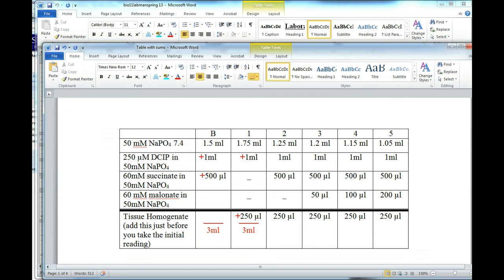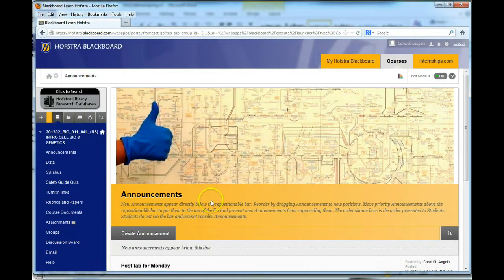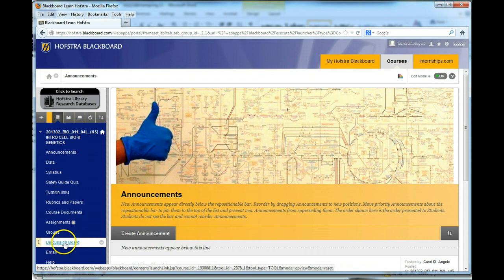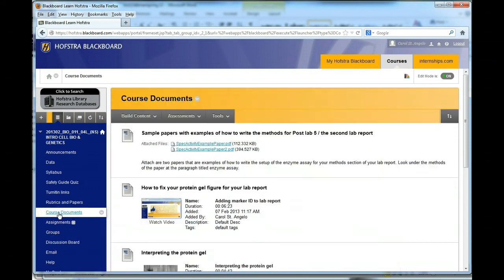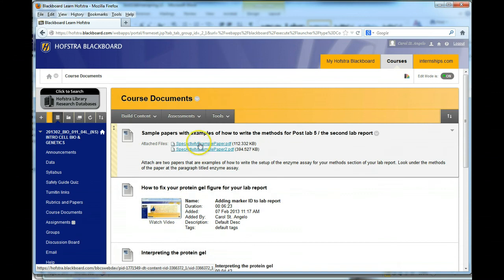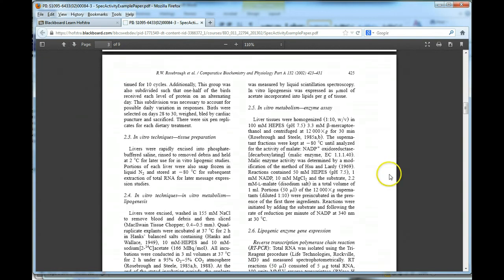Now, we have some over in Blackboard. Here in Blackboard, on course documents, it's up at the top, or you might have to scroll down a little bit depending on what section you're in. We've got some examples of papers that are good examples of how methods are written for reactions like this. Let me click on this, and yes, this one is perfect.